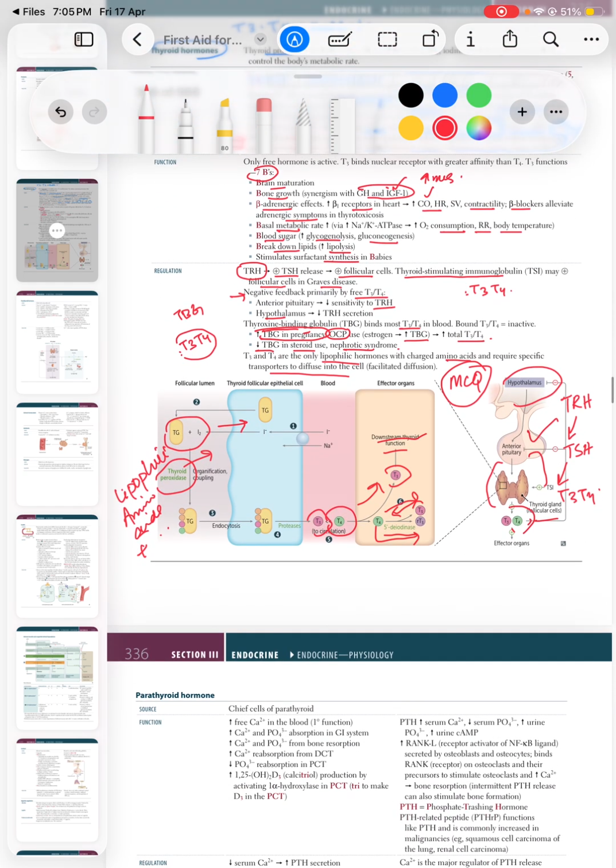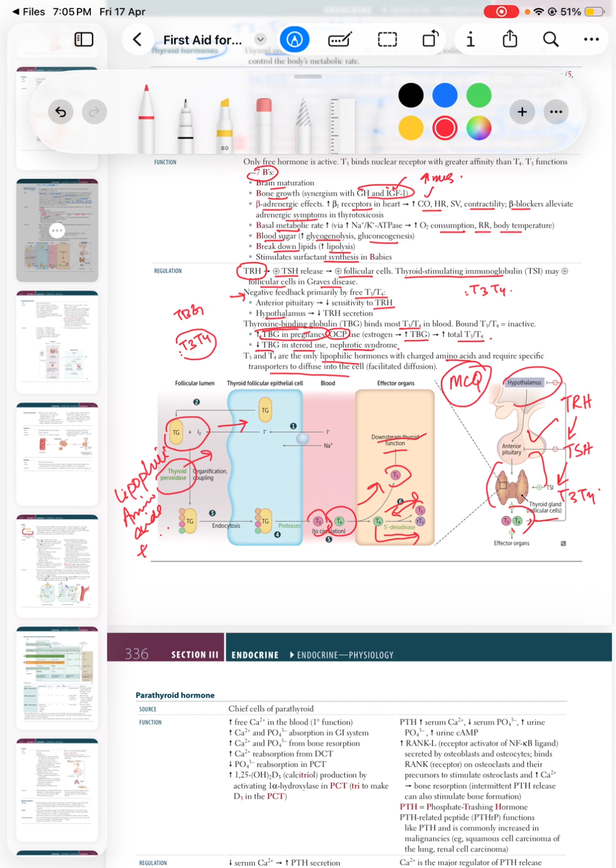Then we have discussed the regulation of the thyroid hormones, which is done by the thyrotropin releasing hormone from the hypothalamus, then TSH from the anterior pituitary, and then the actual function is done by T3 and T4. Whenever the 5'-deiodinase converts T4 to T3, then it starts its active function as T3.